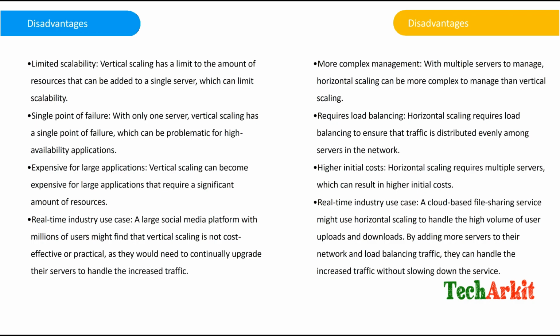Of course, in a real-time use case, a cloud-based file sharing service might use horizontal scaling to handle a high volume of user uploads and downloads. By adding more servers to their network and load balancing traffic, they can handle the increased traffic without slowing down the service. For example, if a company is providing file sharing services like uploading and downloading files, and more users are uploading and downloading at the same time, they can add more servers to the environment to speed up the upload and download process.